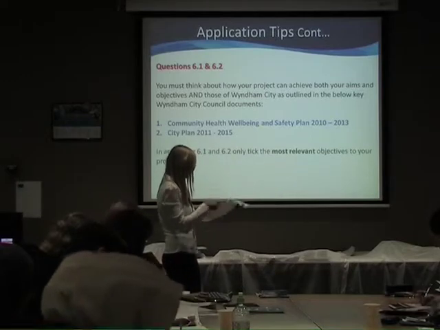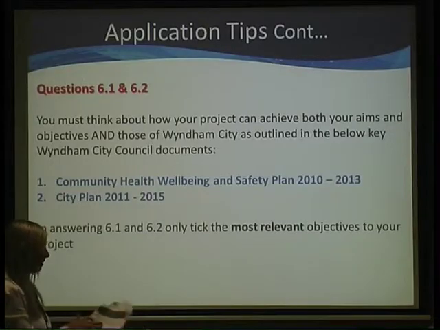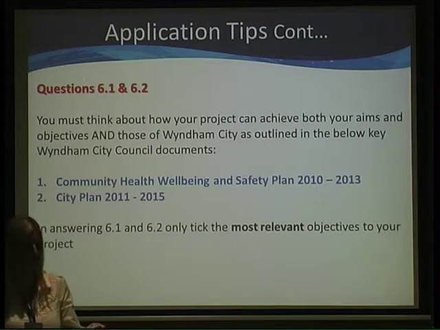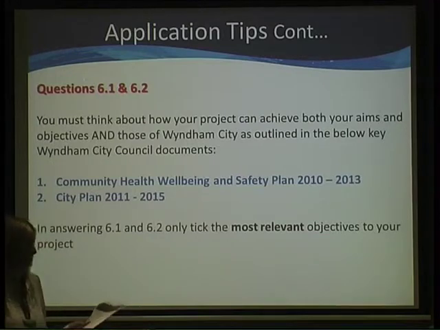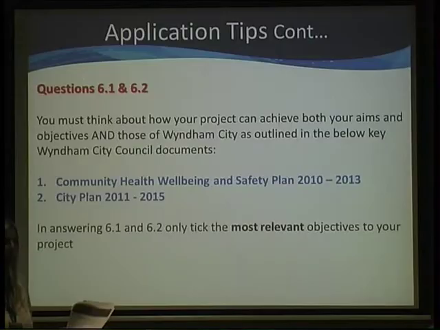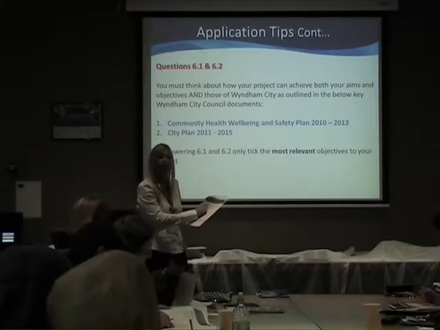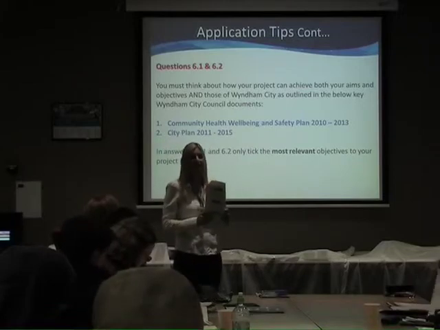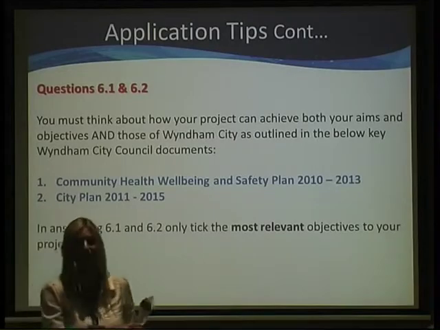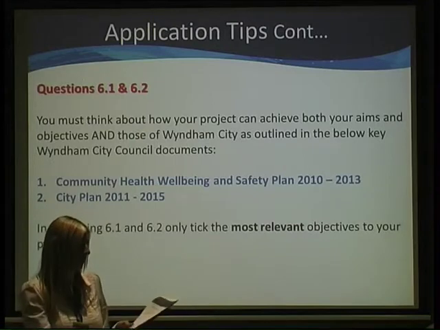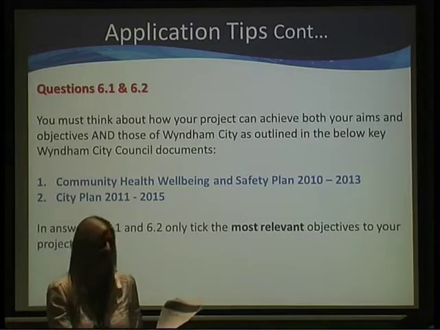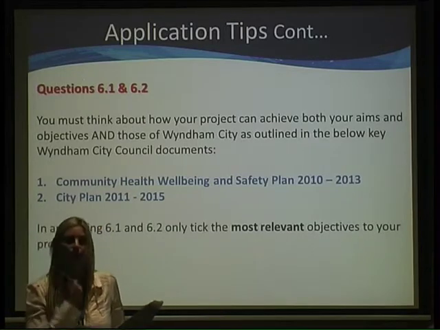6.1 and 6.2. So these are Wyndham's strategic plans and objectives. This is what I was talking about earlier. So we've put a link on the actual form when you're on SmartyGrants. There's a link to both the council plans, just so you don't have to read a 20-page document. We've been really nice and given you the page number to refer to. And we've actually pulled out the key objectives on the application form. So we've made it pretty easy for you to not have to go through the whole document.